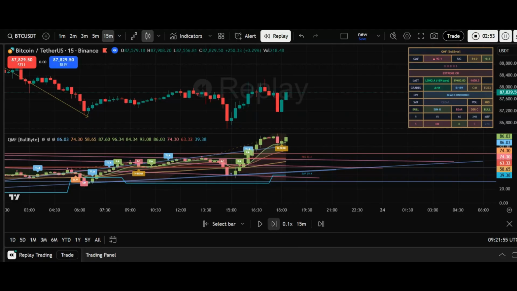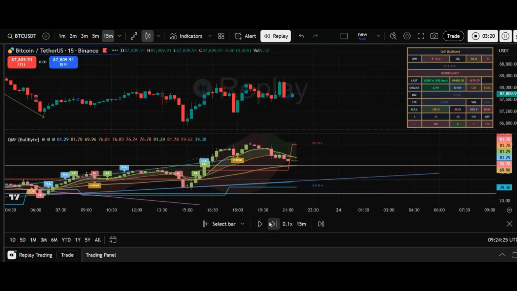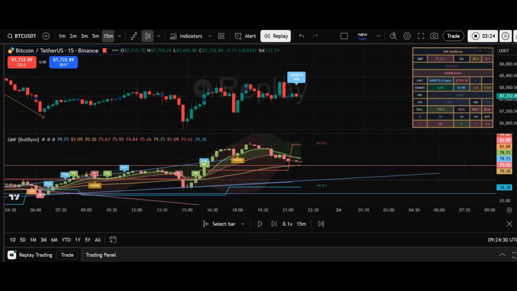Now that the exhaustion manipulation is complete, the price is ready for a genuine move downward. And look at this. You get a short signal from the indicator. This is labeled as a B-grade signal, which means we're at about 65% confidence level. Let me quickly explain the signal grading system.